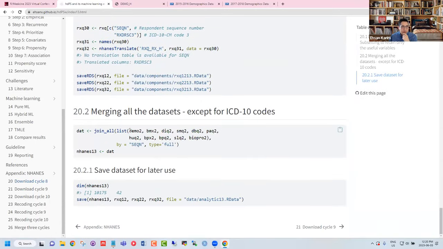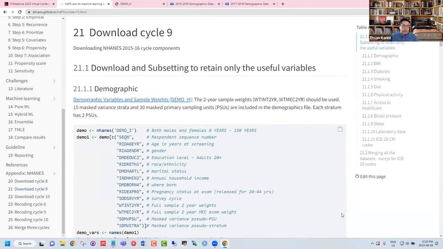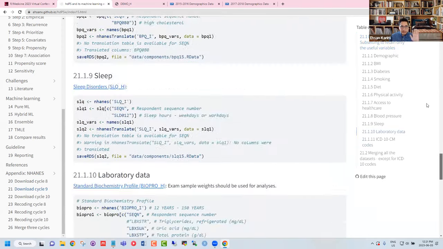Once we have all of these different components, we can merge them based on the ID variable. Remember, we talked about an ID variable associated with each particular patient, and this is a unique ID. So even if the information is sparse in different data components, you can merge them together using this unique ID. You can do the same thing for the second cycle, 2015-16, and the structure is very similar.